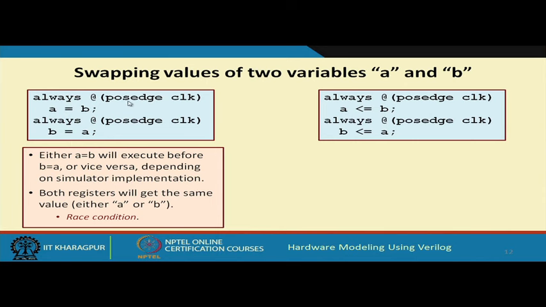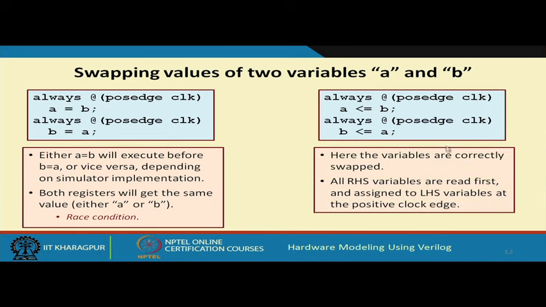Because here the assignment happens only when the clock comes. Blocking says it will be done one by one. It can be either this or this, first this or this, depending on the order of execution. So, if you use non-blocking statements, then the variables will be correctly swapped, because the right hand side variables are read first. Let us say A equal to 10, B equal to 20, they will be read first, and whenever the positive clock edge comes, 20 will be assigned to A and 10 will be assigned to B. Okay. So, swapping will actually take place.